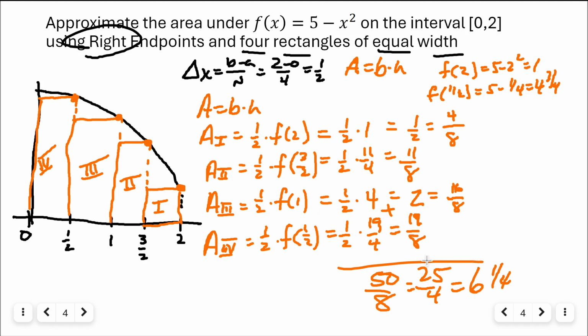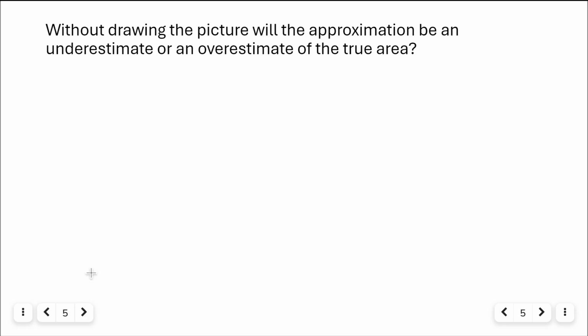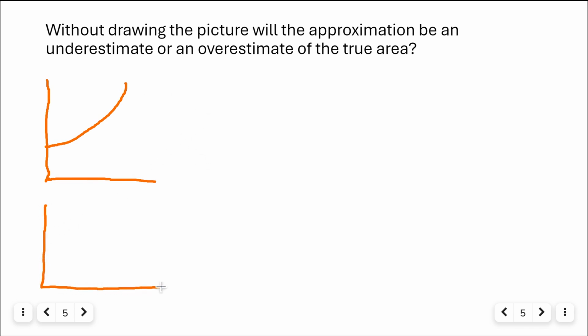Now, is that right? No, it's not enough. This is an underestimate. Okay? So that begs the question: will the approximation be an underestimate or overestimate of the true curve if you didn't draw the picture? How could you figure that out? Well, we already know it's all about how you draw left and right endpoints.